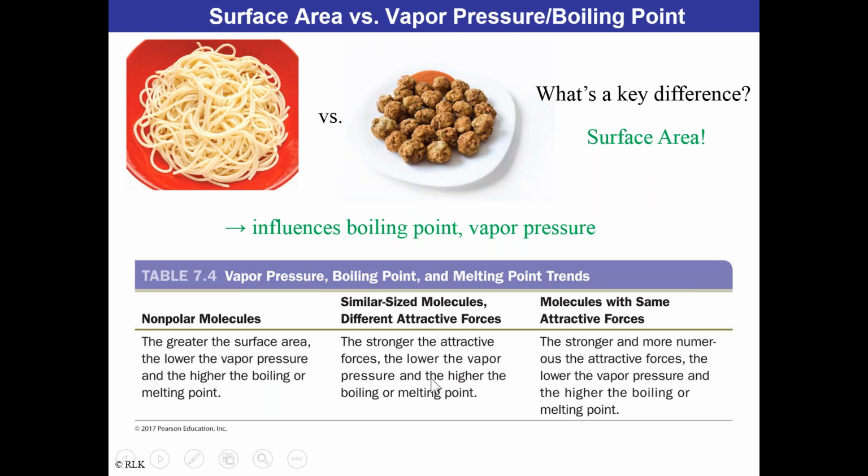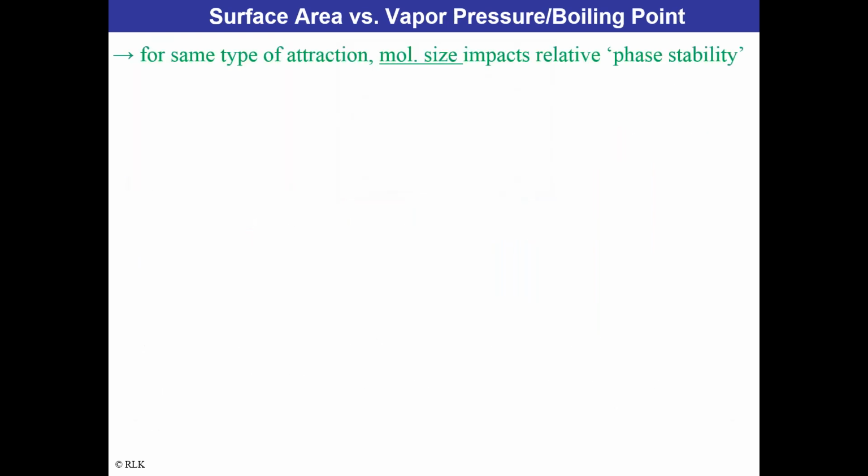and then help that transition from, for instance, the liquid stage to the gas stage. So here you have similar sized molecules, different attractive forces. The stronger the attractive forces, the lower the vapor pressure and the higher the boiling point, right? Then you have molecules with the same attractive forces. So the stronger and more numerous the attractive forces, the lower the vapor pressure and the higher the boiling point. So these are all part of what we're trying to explore here as we compare molecules of different character, vapor pressures, boiling points, and trends.